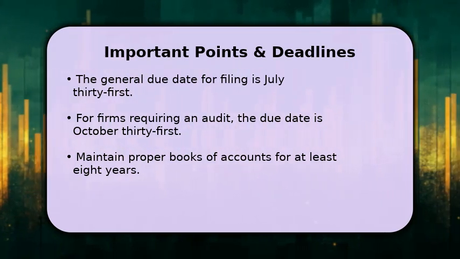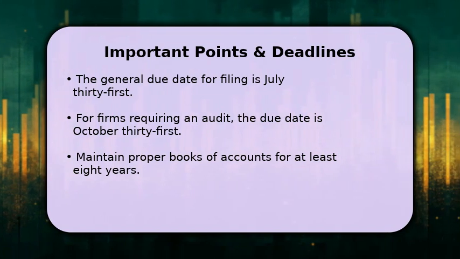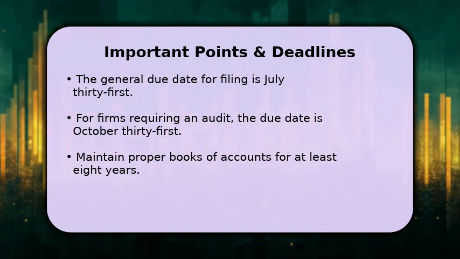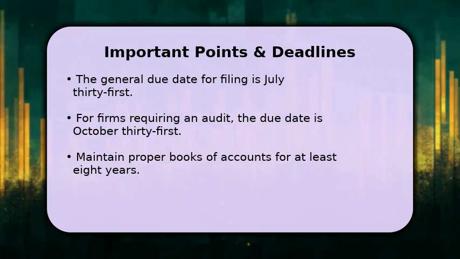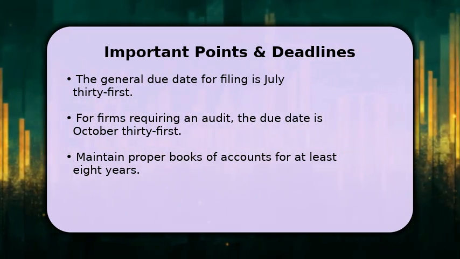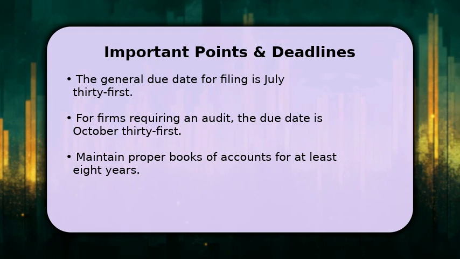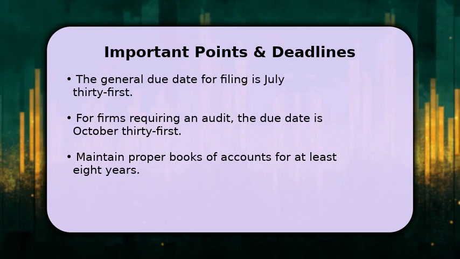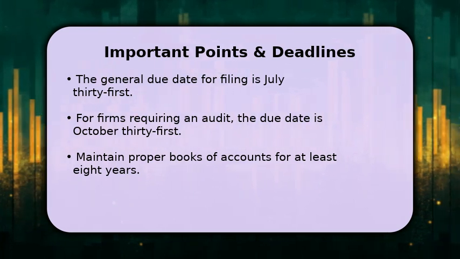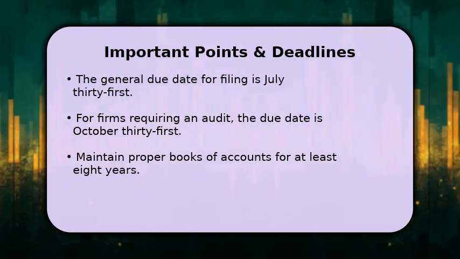The general due date for filing partnership firm ITRs is typically July 31st. However, for firms that require an audit, the due date extends to October 31st. It is also essential to maintain proper books of accounts and other relevant records for at least 8 years. For any complex situations or specific queries, always consider consulting a qualified tax professional.